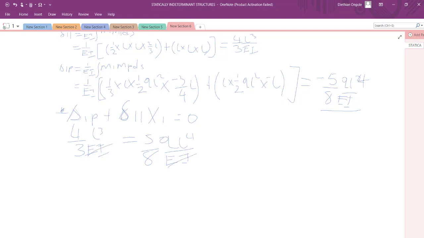So the EI and the EI cancel, then the L is also cancelled, remaining with only one L on this side. So our x1 would be equal to 15 over 32 qL. So having found our x1, we now move on and calculate for the moment, which is given by M1 x1 plus MP.